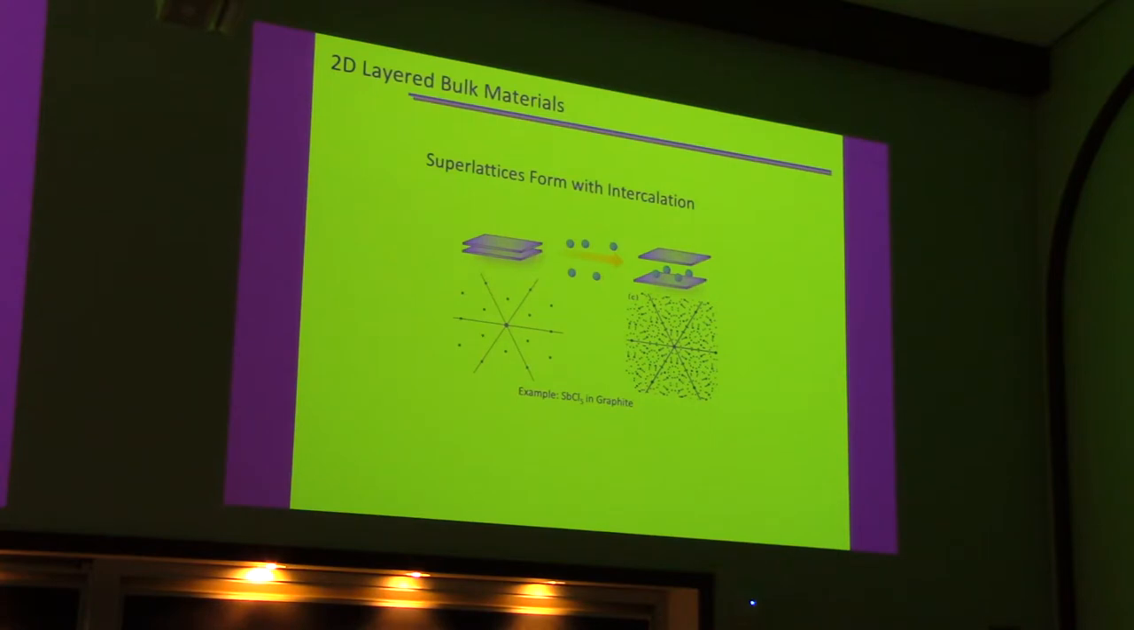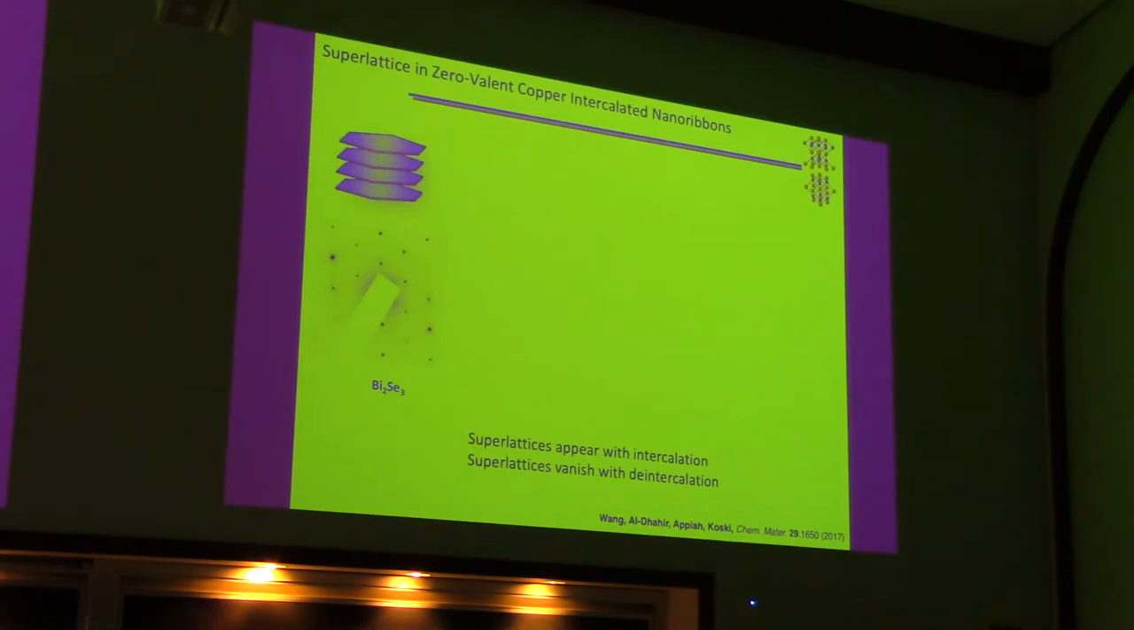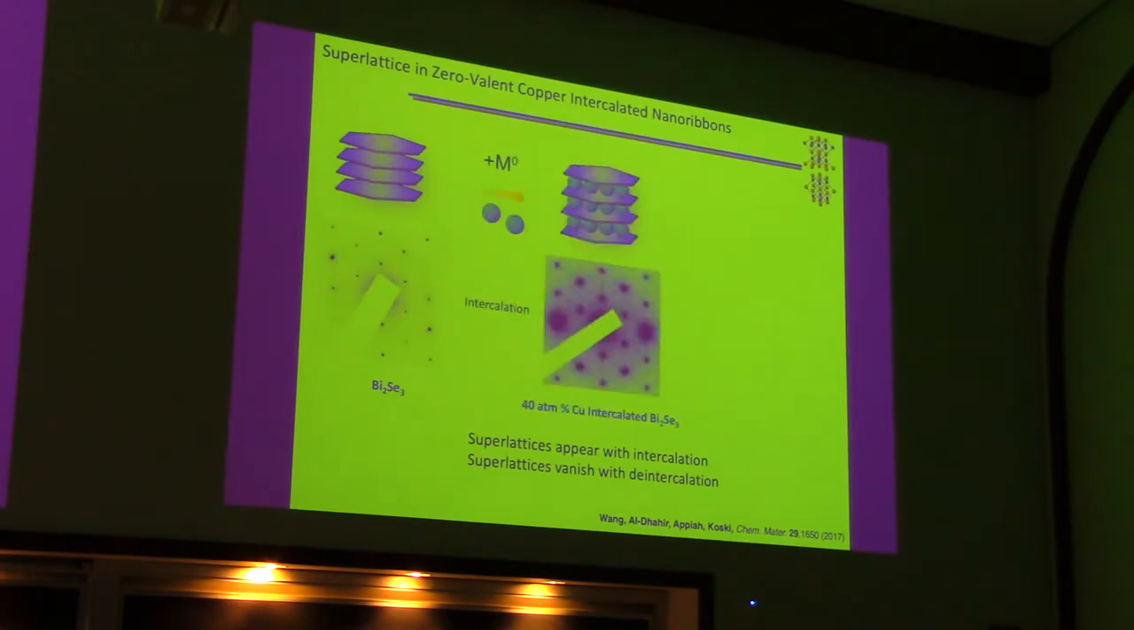Now, I mentioned that superlattices form with intercalation. So here's just an old example from the literature: here's graphite, and here's antimony chloride intercalated in graphite. What happens is the intercalant will actually order with respect to the host, and what you'll get are these superlattice patterns that are going to show up in X-ray diffraction or electron diffraction. So here's bismuth selenide before. Here's intercalated with 40 atomic percent of copper. You'll notice the superlattice that appears. When we fully deintercalate it, the superlattice vanishes. These are just electron diffraction images.